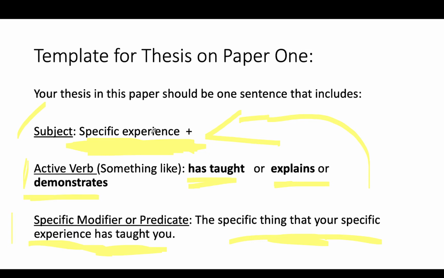You want a specific experience, one of these kinds of active verbs. It doesn't necessarily have to be one of these three, but it's going to be something like taught, demonstrates, shows, conveys the information that, something like that. And then finally, the lesson that you learn from this experience. Okay, so I very much want you in your thesis statement for this paper to follow exactly this format or this template. It needs to look like this.